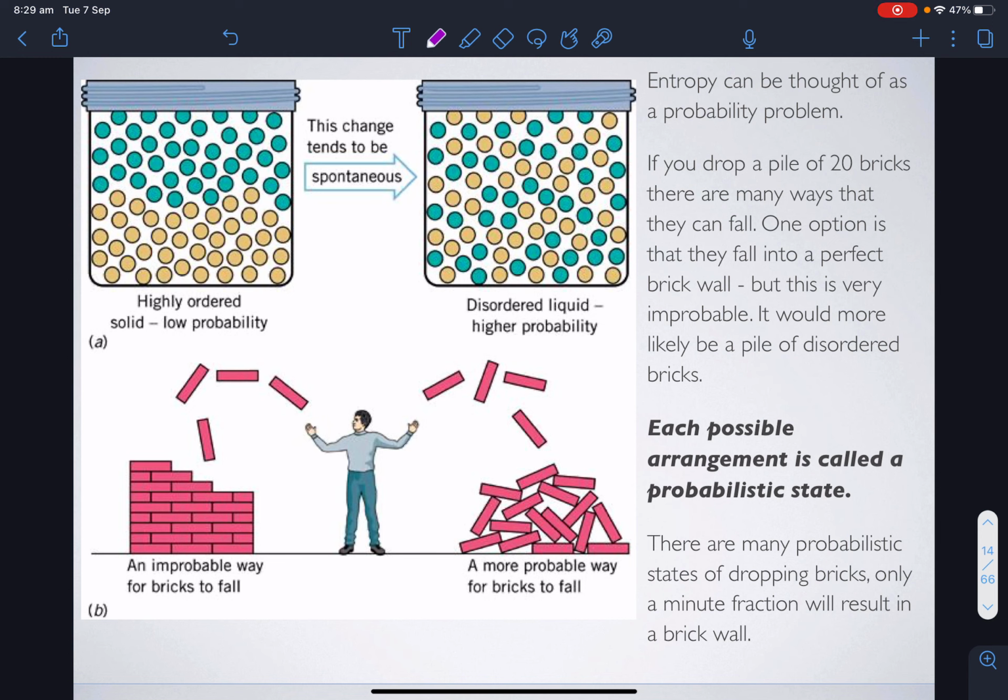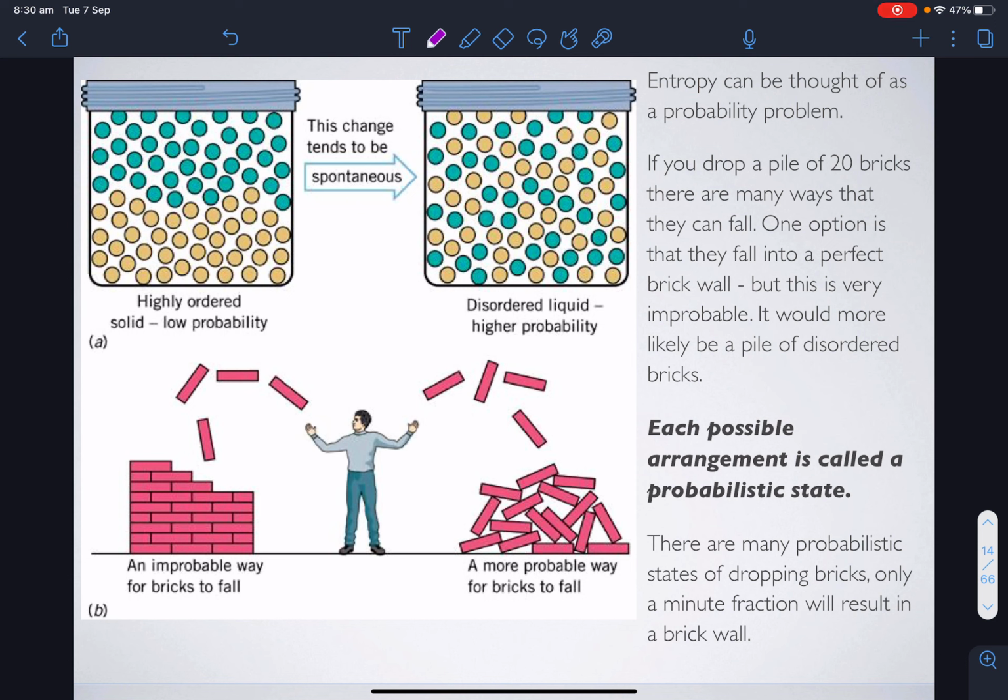Okay, probability. So another way to frame entropy is to think about it as a probability problem. And that TED-Ed video before goes brilliantly into that idea, but let's bring it up here, okay? So if you drop a pile of 20 bricks, there are many different ways that they can fall. One option is they fall into a perfect brick wall. Imagine randomly dropping 20 bricks and you see a brick wall there. That's perfectly fine, but that's very improbable. That never happens. But it's within the realms of possibility, okay?